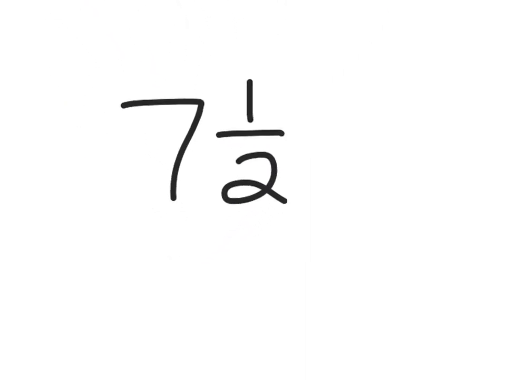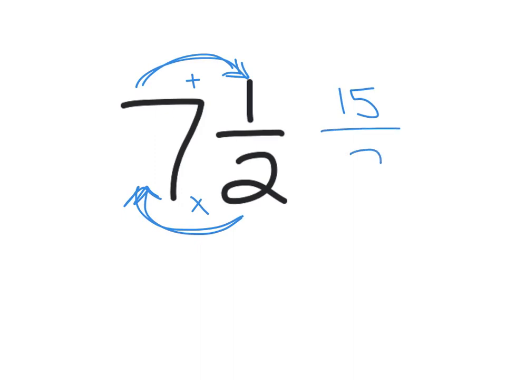Okay, so if I had a mixed number, 7 1/2, I would simply say 2 times 7. So 2 times 7 is 14, and then add the extra 1. Okay, so 2 times 7 is 14, plus 1 more makes 15 halves. That would be equivalent to 7 1/2.